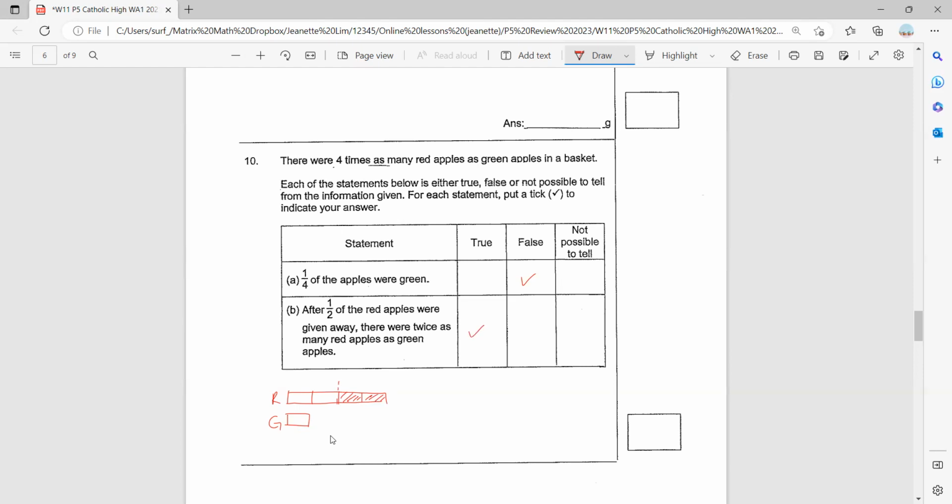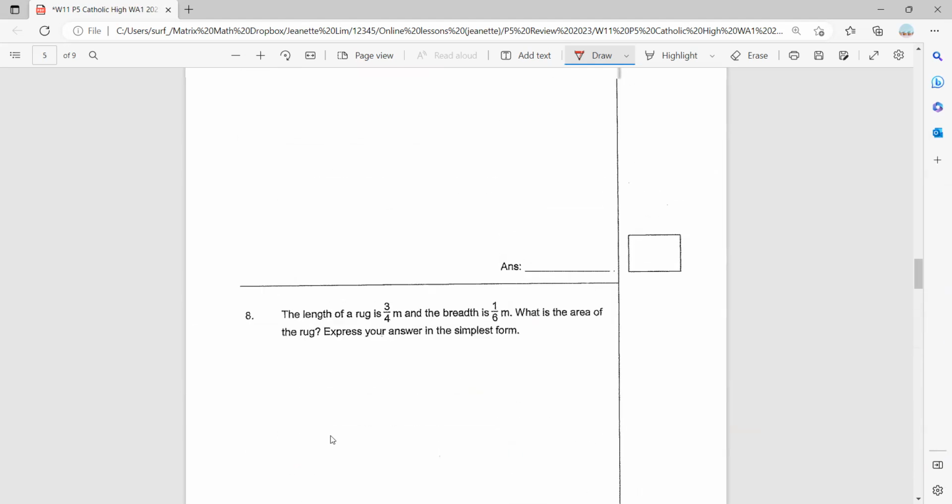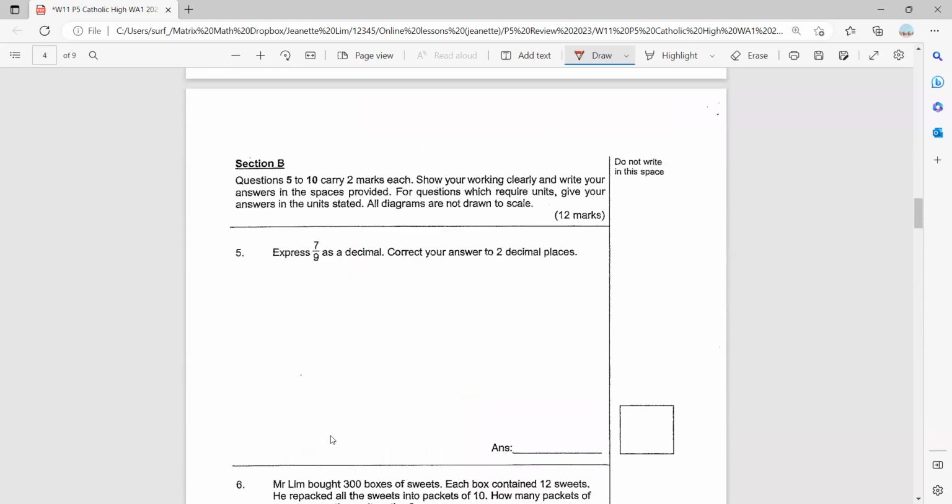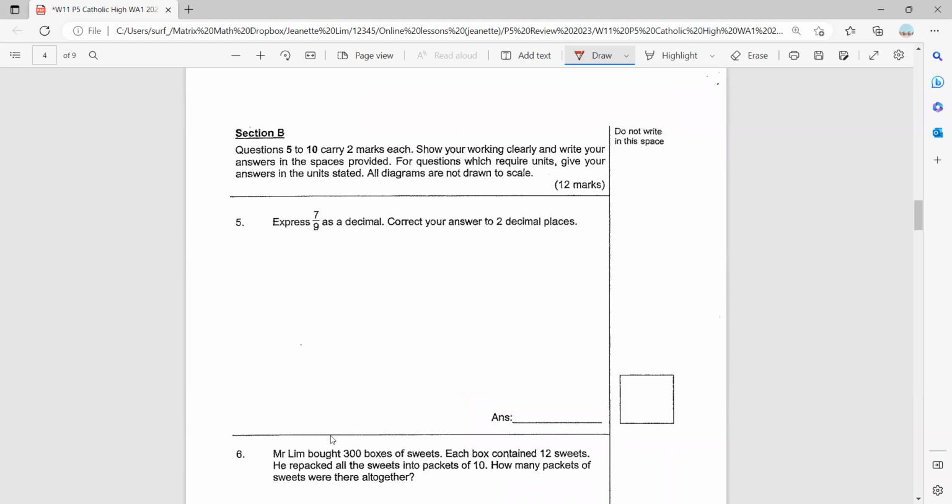Okay, let's look at long division. Question 5. Express 7 divided by 9 as a decimal. I picked this question because I think a lot of students may make this error. Maybe they will do 9 divided by 7, but you shouldn't. 7 over 9 is 7 divided by 9. What's the answer?